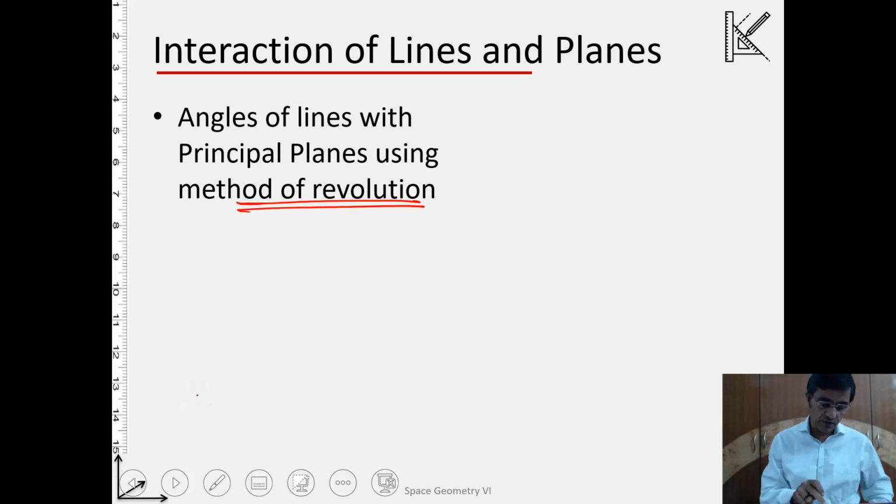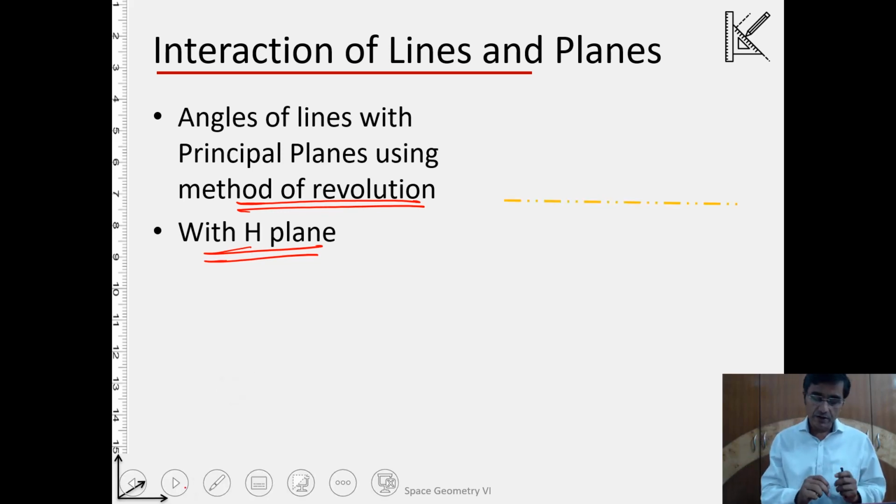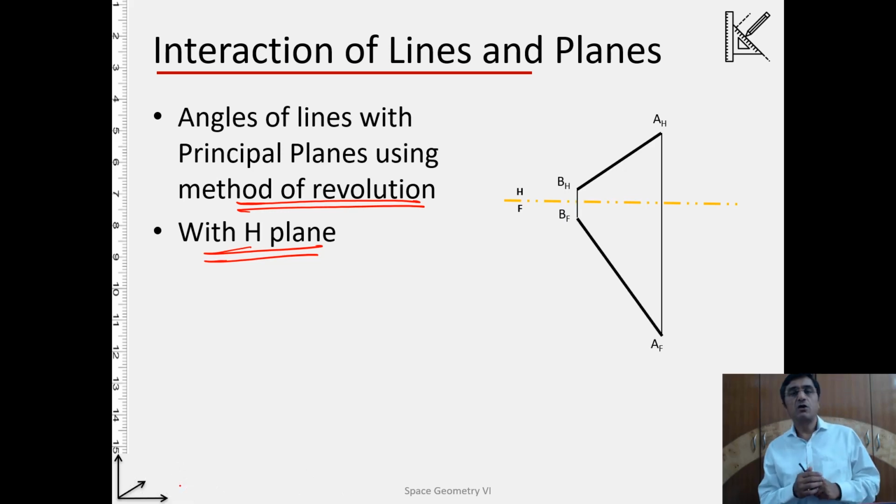Let us see how we can do it. In this case, we will be doing it first for a given line. Using the method of revolution, we want to determine its angle with respect to the horizontal plane. Let us do it. Okay, so that's the horizontal plane and the frontal plane, and these are the projections of a line AB on the horizontal and frontal.